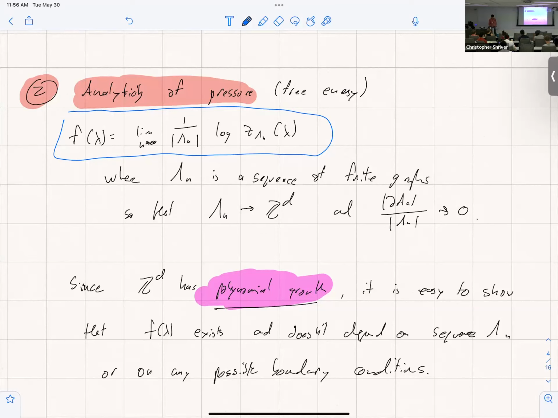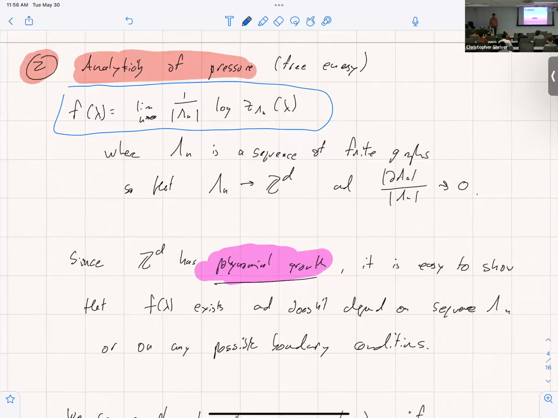So it turns out when my graph is Z^d, which has polynomial growth, where the boundary size is small, you can show this limit exists. But for later in the talk, be careful. This limit need not exist if you have a big boundary.